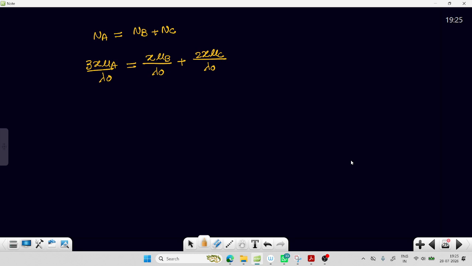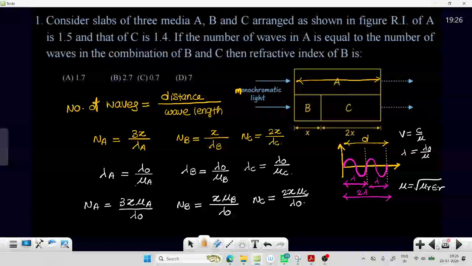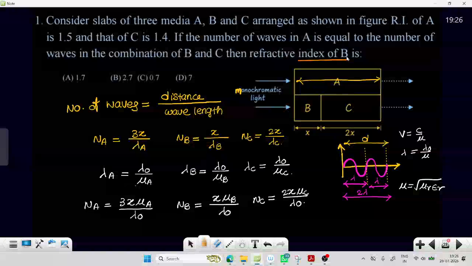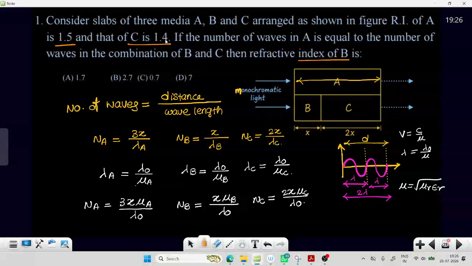Now simplify it here. Lambda naught will get cancelled, x value will get cancelled. So that means 3 mu A is equal to mu B plus 2 mu C. And here we need to get the refractive index of B. A value is given, 1.5, and C is 1.4.